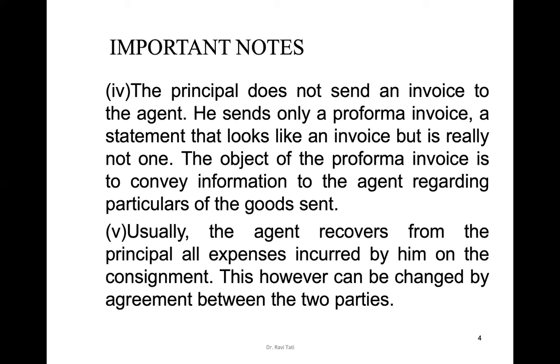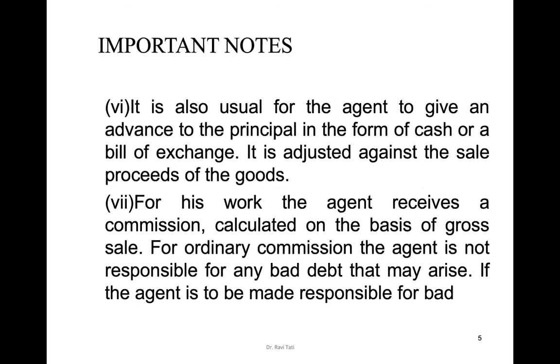Usually, the agent recovers all his expenses from the consignor, the one who sends. The one who sends is known as consignor. The one who receives is consignee. Again, I'm reiterating, the consignee, the one who receives, recovers all the expenses he incurs from the consignor, the one who sends. And what the expenses are, what the commission is that he has to receive, all that is as per the agreement.